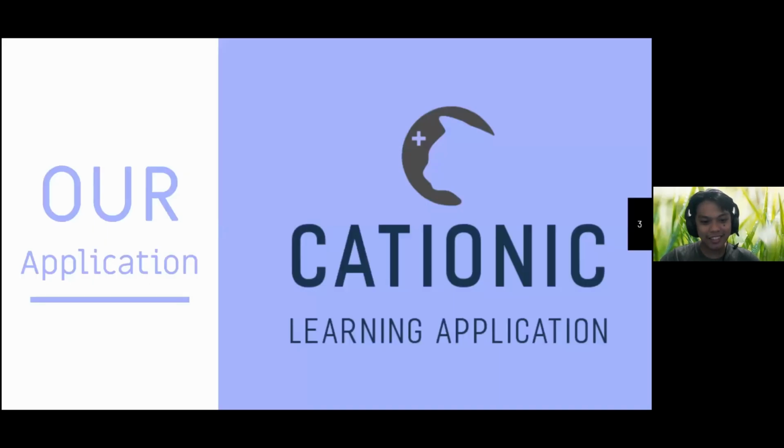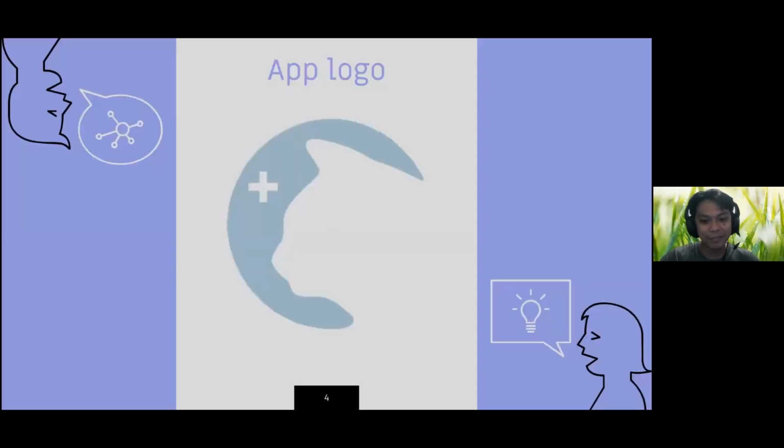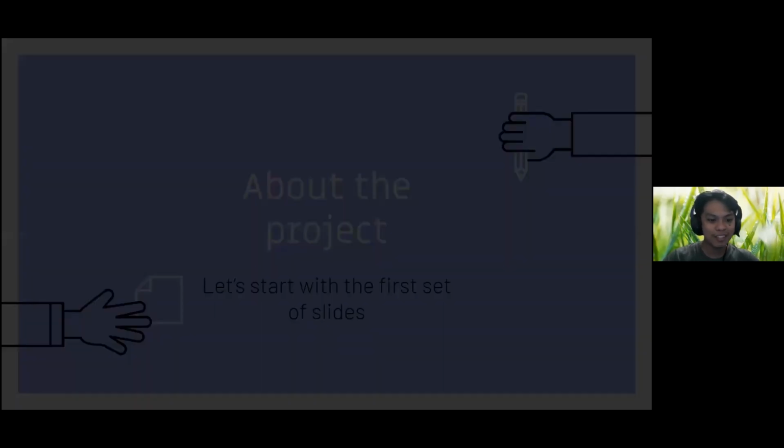Next slide. And this is our application, Cationic. Next slide, please. Here is our app logo. It is a cat inside a circle and a plus sign. We decided to put a plus sign because cations are positive, and the content of our project is the Ionic framework.